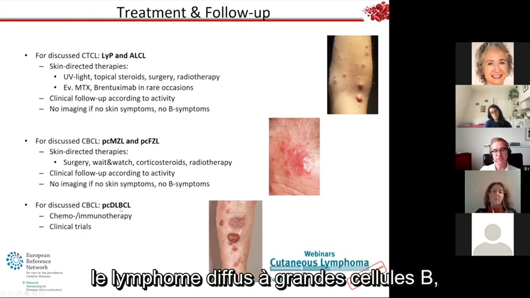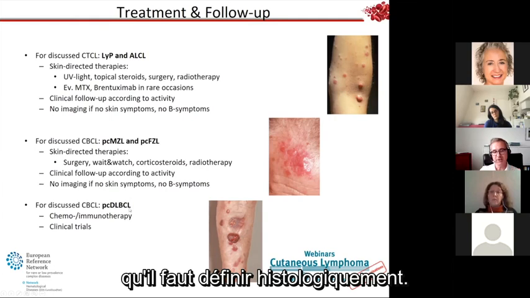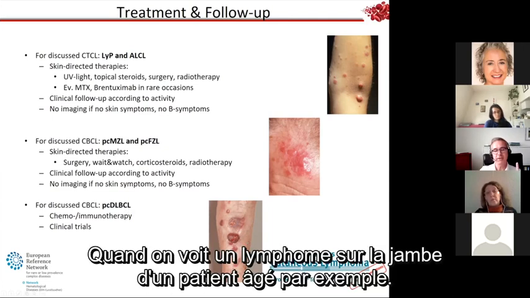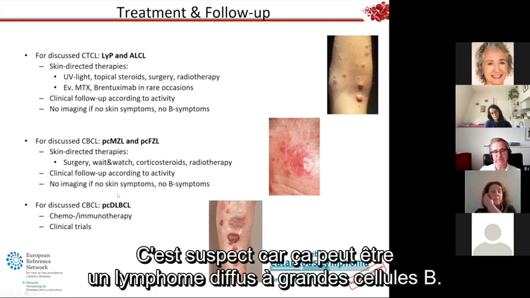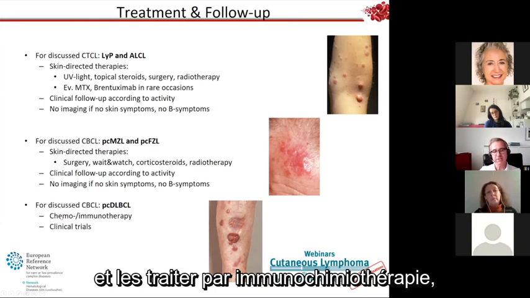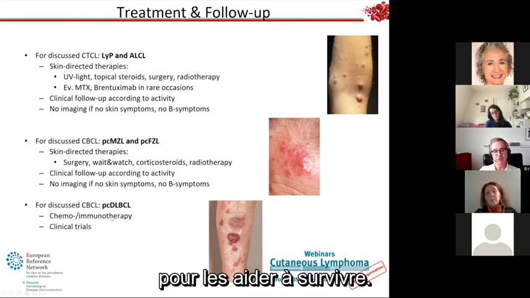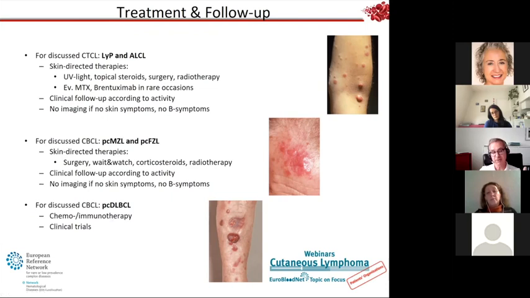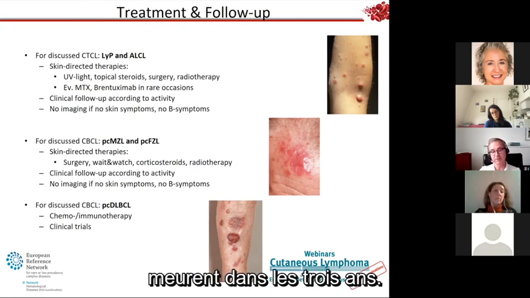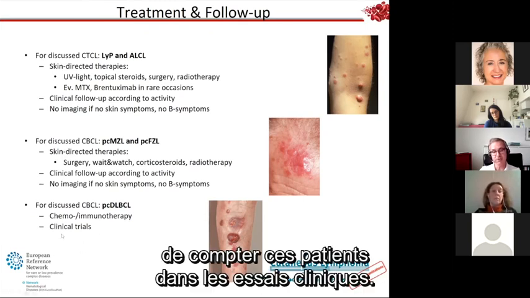The things change totally and dramatically if you're dealing with the shark among the B-cell lymphomas, the so-called diffuse large B-cell lymphoma. That has to be defined histologically, but we always are suspicious if we see lymphoma on the leg in an elderly patient. That is always suspicious for diffuse large B-cell lymphoma. These patients we have to find out and specifically treat with chemoimmunotherapy in order to help them survive, because half of the patients, if not treated properly, die within 3 years. And it's also important then to include these patients into current clinical trials.